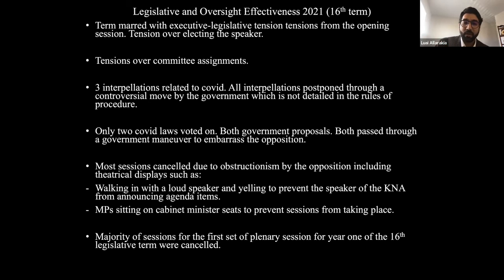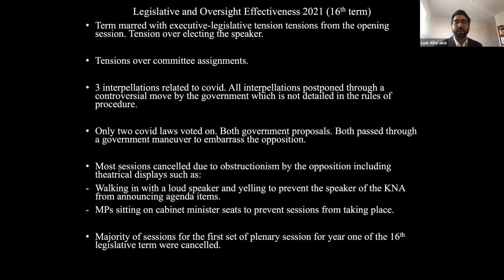And both of these COVID laws were actually only put forth as a result of a government maneuver, when the government knew that the opposition would be boycotting the session and sitting outside of the parliament. And so they tried to pass these 2 laws, one of which was popular and one of which was a government proposal in the first place, to basically embarrass the opposition in 2 ways. One, to pass the law that it wanted to pass, the bank relief law. And secondly, to also pass a popular law without the opposition's presence, to say, well, look, this opposition doesn't care about citizens. It's sitting outside instead of voting on popular laws.